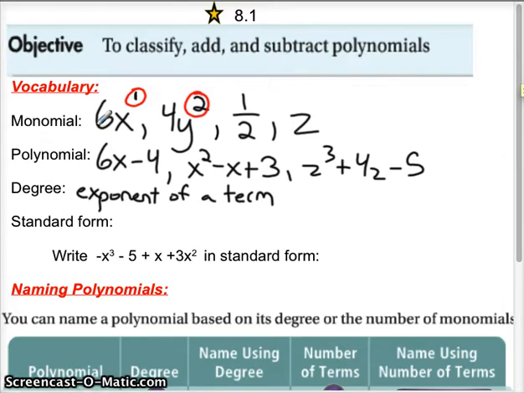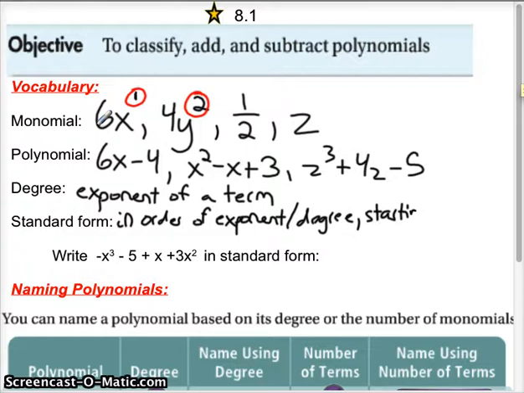And standard form, what we're talking about when I say standard form, what we want is the terms written in order of exponent or degree, starting with the largest. So that's what standard form means. If I ask for something in standard form, you're writing the terms in order of the exponent or the degree, starting with the largest.